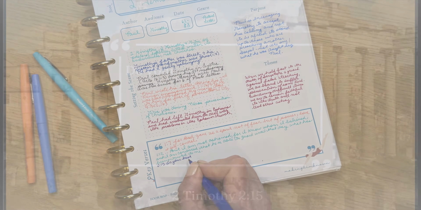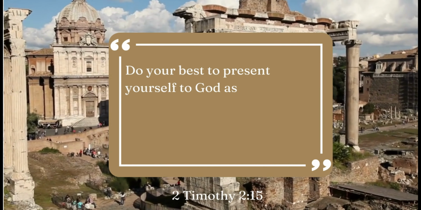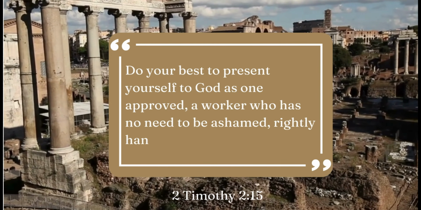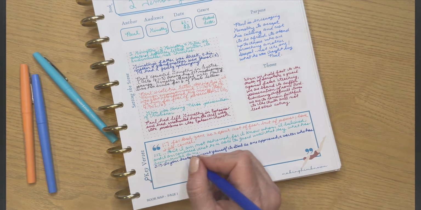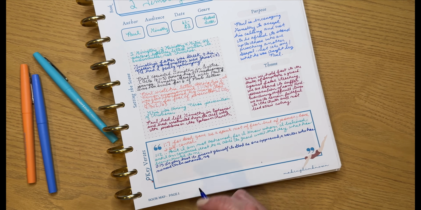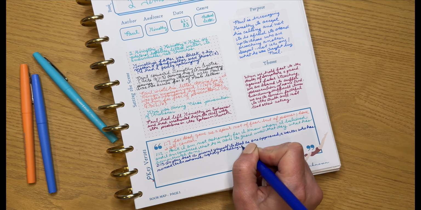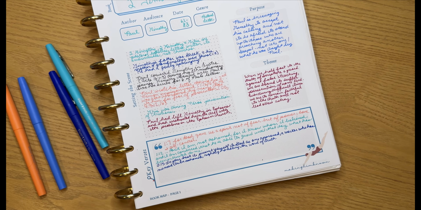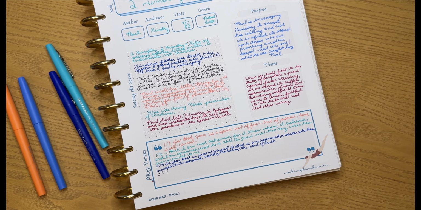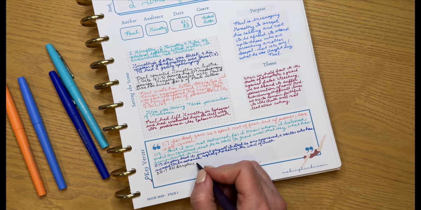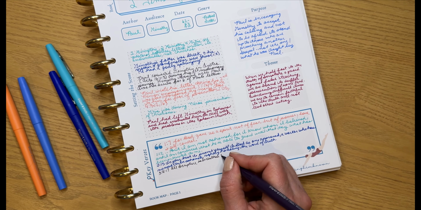Do your best to present yourself to God as one approved, a worker who has no need to be ashamed, rightly handling the word of truth. That's 2 Timothy 2:15. Here, once again, Paul is encouraging Timothy and encouraging us that no matter what happens, what somebody says about the word, what somebody says about our belief in the word, that we are to, no matter what, still rightly handle the word of truth.